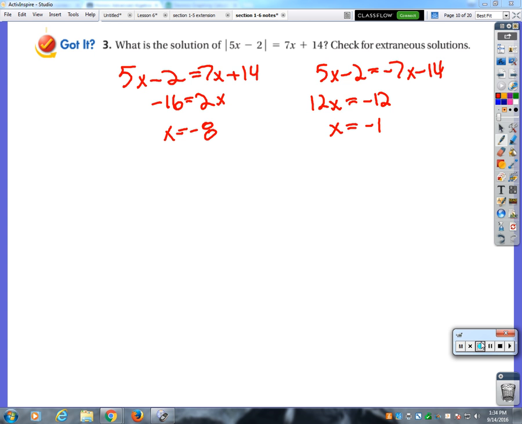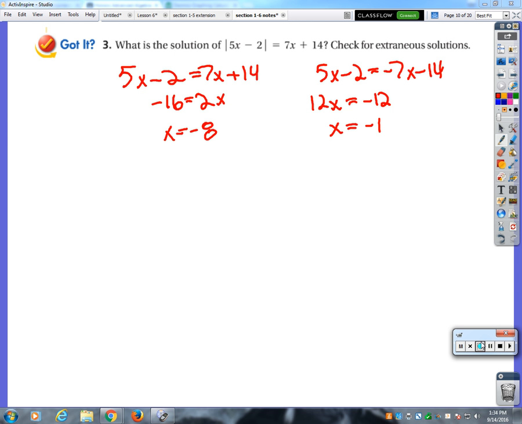Remember, we get 2 equations right off the bat because the absolute value is already all by itself. One of them is 5x minus 2 equals 7x plus 14, and if you solve that, you should get x equals -8. And then the other equation is 5x minus 2 equals -7x minus 14, and if you solve that, you get x equals -1.